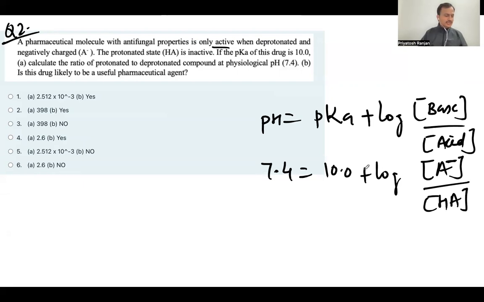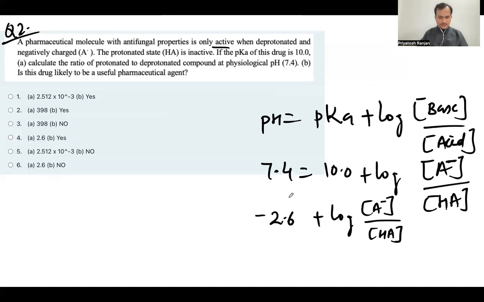So you can use a simple calculator to calculate these values. So this is going to be minus 2.6 plus log base by acid. Then you can take the antilog of this minus 2.6, and that will give you the ratio of base by acid.